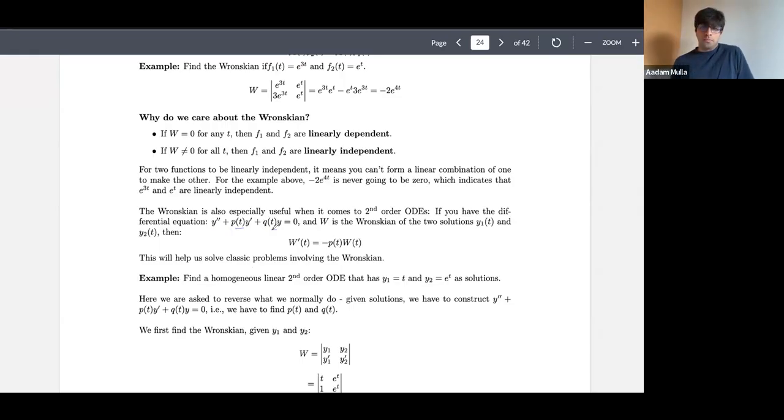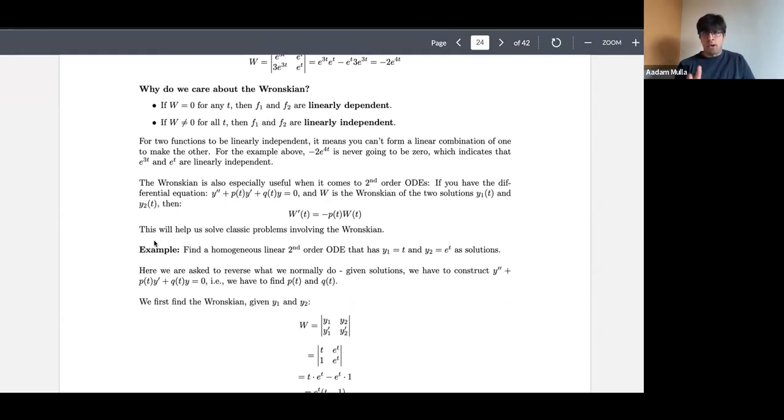Okay, so this is the key equation. The derivative of the Wronskian is equal to negative P of t times the Wronskian itself. You'll see where that comes in, and it will help us solve very tricky problems. These problems are the most difficult. I would think they're the longest and the most involved. But let's go through an example.